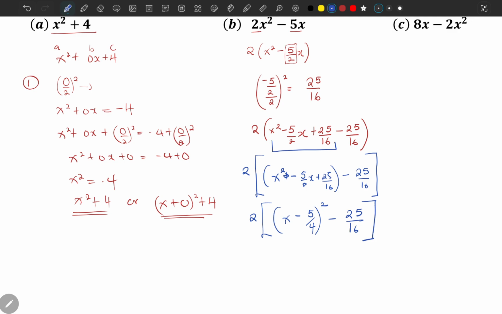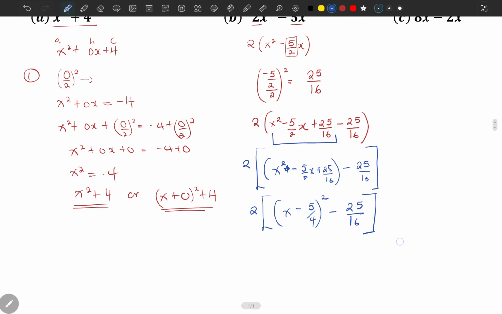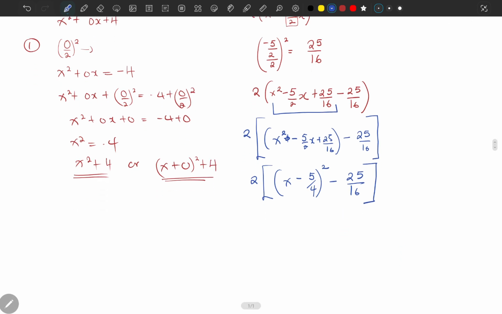Now that we've reached this particular point, we are almost done. All we need to do is distribute the 2. After distributing the 2, we'll be done. If I distribute the 2, I'm going to have 2, open brackets, x minus 5 over 4, then I'll square it, minus. If I multiply the 2 by this part, 2 goes into 16 to give me 25 over 8, which is the final answer. You've done the completing the square method.